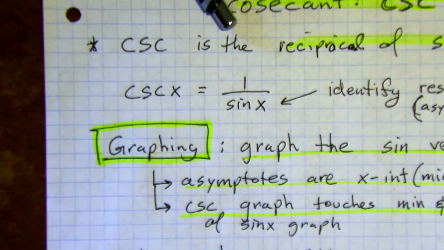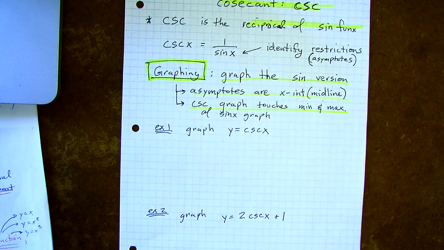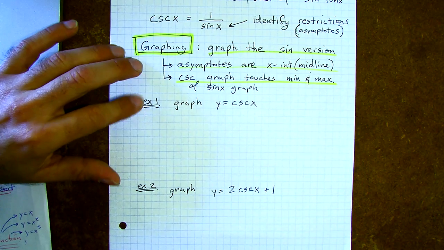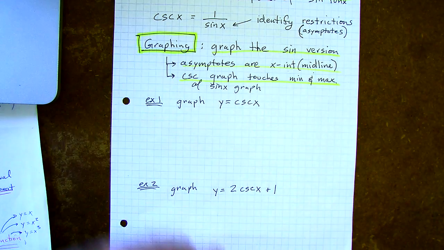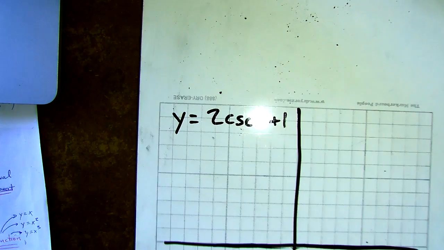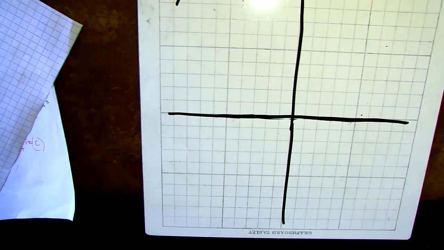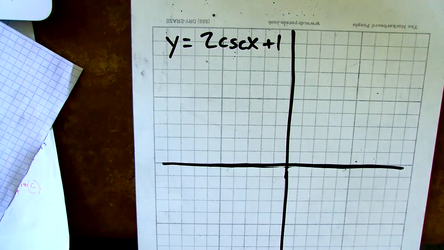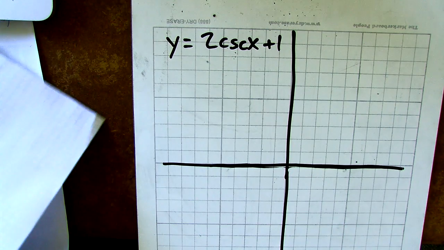So let's go ahead and work on one. And then we'll try it on Desmos. We looked over example 1 to some extent. So I want to actually start and look at example 2 here. So we have this graph. Go ahead and set up a graph to follow along with this work. So we're going to graph 2 cosecant of x plus 1.